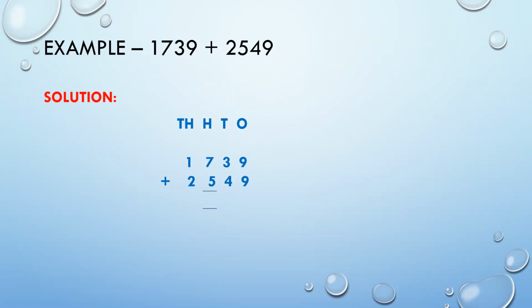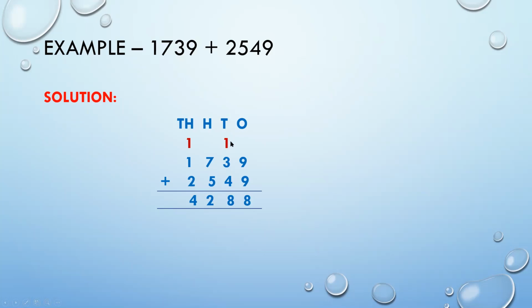Now we have to add these numbers. So first we will add ones place, then tens, then hundreds, and then thousand. So when you add 9 plus 9, you get 18. So you will write 8 on ones place and 1 as a carry on tens place.